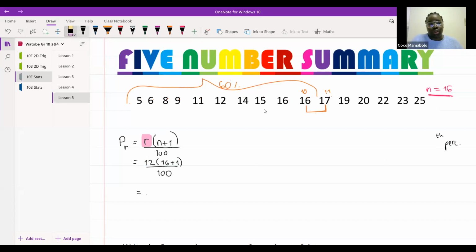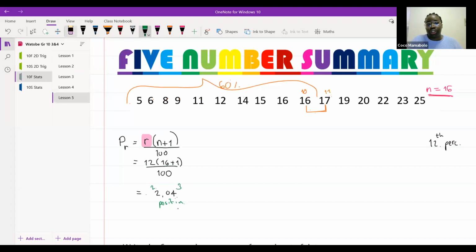So let's do the 12th percentile and see what it comes out as. We get 12 multiplied by 16 plus 1 over 100. Michael and Alicia and everybody's already telling us that the answer is 2,04. Now, Leah, which two values is 2,04 going to land in? Between which positions? Yes, position 2 and position 3.